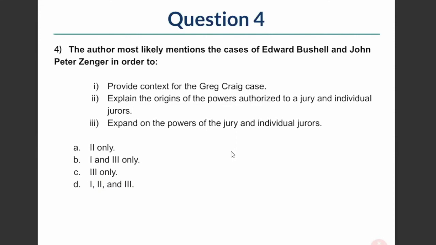Provide context for the Greg Craig case and expand on the powers of the jury and individual jurors. So I happen to think both of those work. If we look back at the passage, the Greg Craig case was our last example given. It was the present day example cited by the author. And the previous examples, John Peter Zenger, Edward Bushell, those were really used to build this argument and provide the historical context for what our judicial system is like today and the power of juries today, right? So it provides context. Pretty simple and pretty clear just by looking at this passage and how it's constructed.